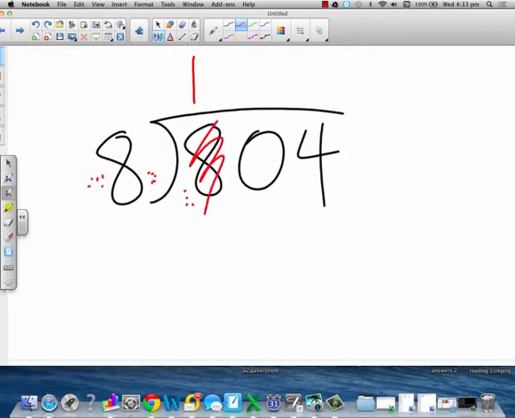Let's go 8 again into this 0. Now, 8 into 0 goes how many times? Really important. Hope you said 0. Put down the 0. Cross it off. Done. Okay. 8 over here into 4 goes how many times?